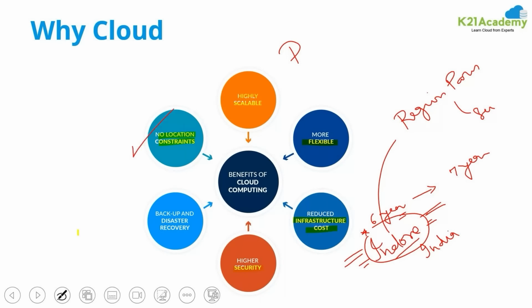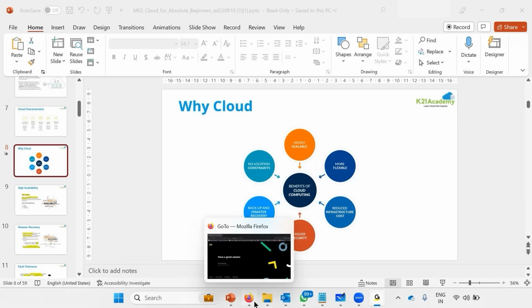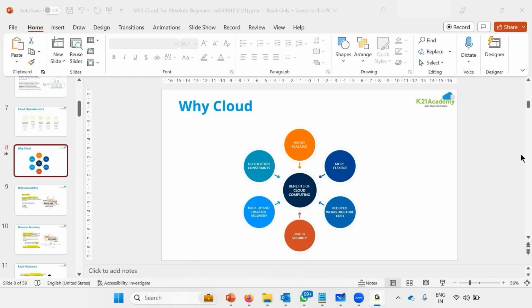So, no location constraint. Isn't it interesting? Can you imagine that happening? Don't you think that this is very interesting? That is, no location constraints are there. So this is how a lot of benefits you are getting out of cloud. Okay.